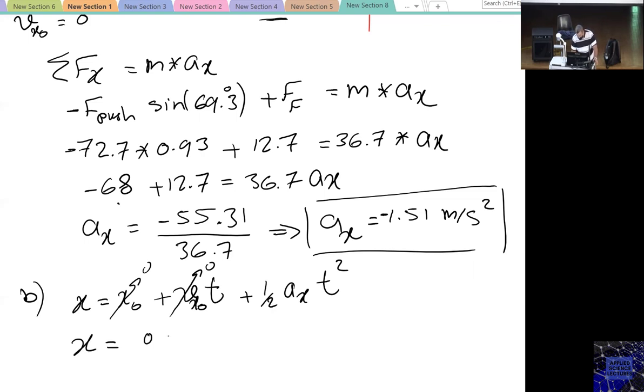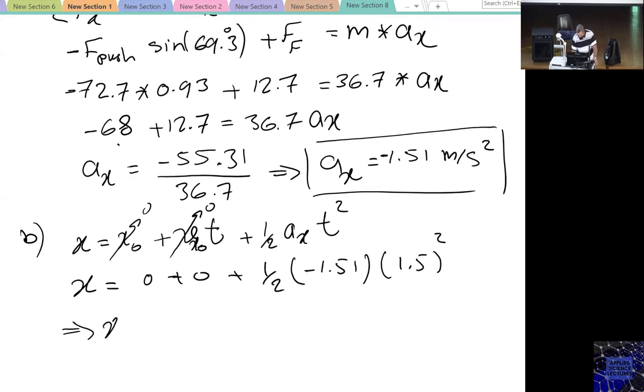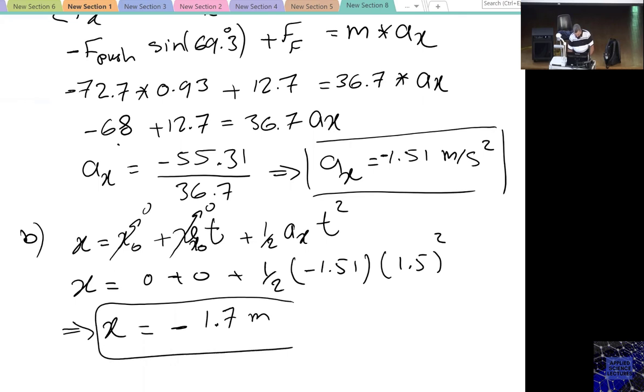What do I have here? I have x equals zero plus half ax, which is minus 1.51, times t squared, which is 1.5 squared. In this case, are you expecting x to be negative or positive? Minus 1.7 meters. So we went backward 1.7 meters in displacement, okay? So let me stop here. We'll stop here and we'll continue on Monday.